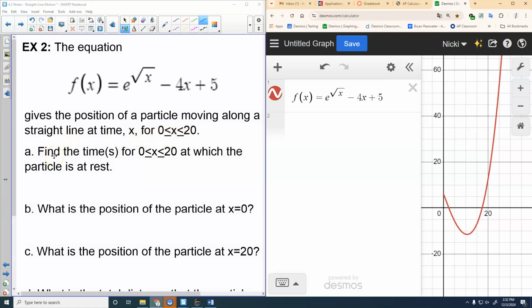Find the times from 0 to 20 at which the particle is at rest. So this is position. Okay, it is not velocity or acceleration, it is position. When is my particle going to be at rest?